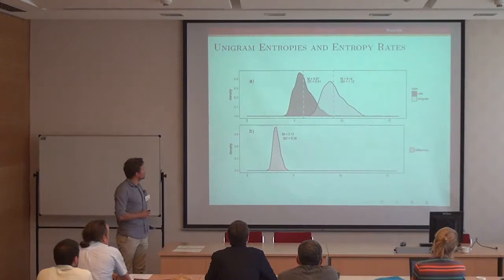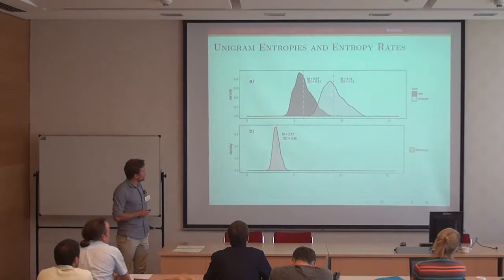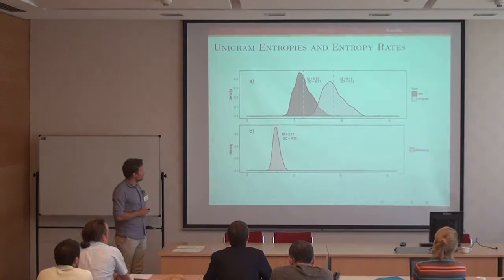So here is the result for unigram entropies and entropy rates. So here you have the entropy, and here you have the density. So this is a density plot. It could also be a histogram with separate columns, but the plotting was actually easier with these continuous distributions. So what you see here is that across all these languages, the mean unigram entropy is around 9.14 with a standard deviation of around 1. And for the entropy rates, it's somewhat lower, as you would generally expect, at around 6 bits per word. And here we have the difference between the two per language, and that's actually much more narrowly distributed, around 3 bits per word.